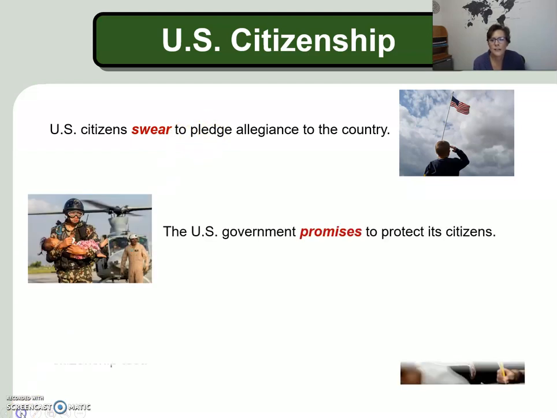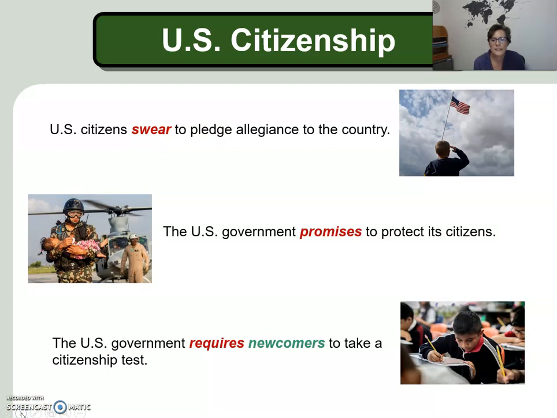Now, take a look at these other sentences and read them to yourself and decide what is the infinitive in these sentences. For example, on number 2, the U.S. government promises to protect its citizens. The U.S. government requires newcomers to take a citizenship test. Take a look at these sentences and identify the infinitives now in the video.